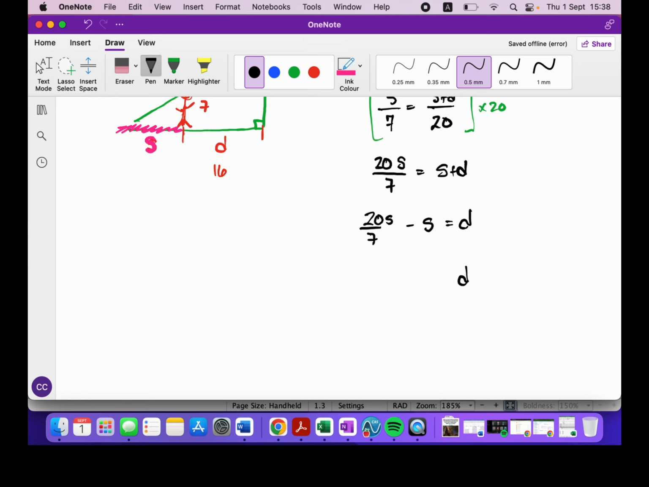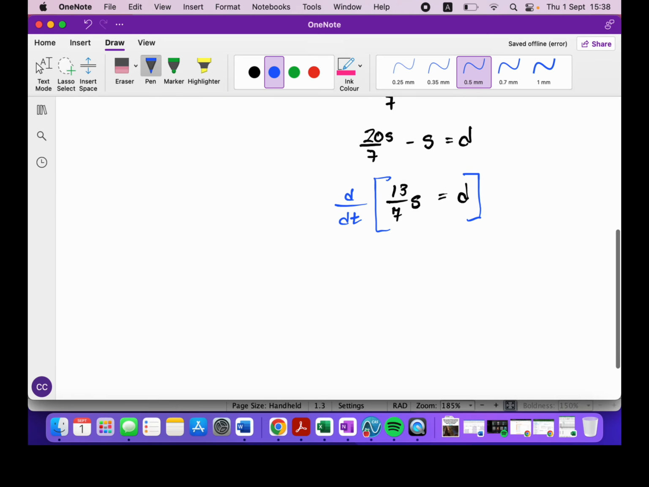Simplifying this further, D is the same as, well, minus 1S would be the same as 7/7 S's. So that would be 13/7 S. Now, I'm going to go ahead and take d/dt of that whole thing. If I do that, I'll be left with 13/7 dS/dt, and dS/dt is what I'm after, is the same as dD/dt.